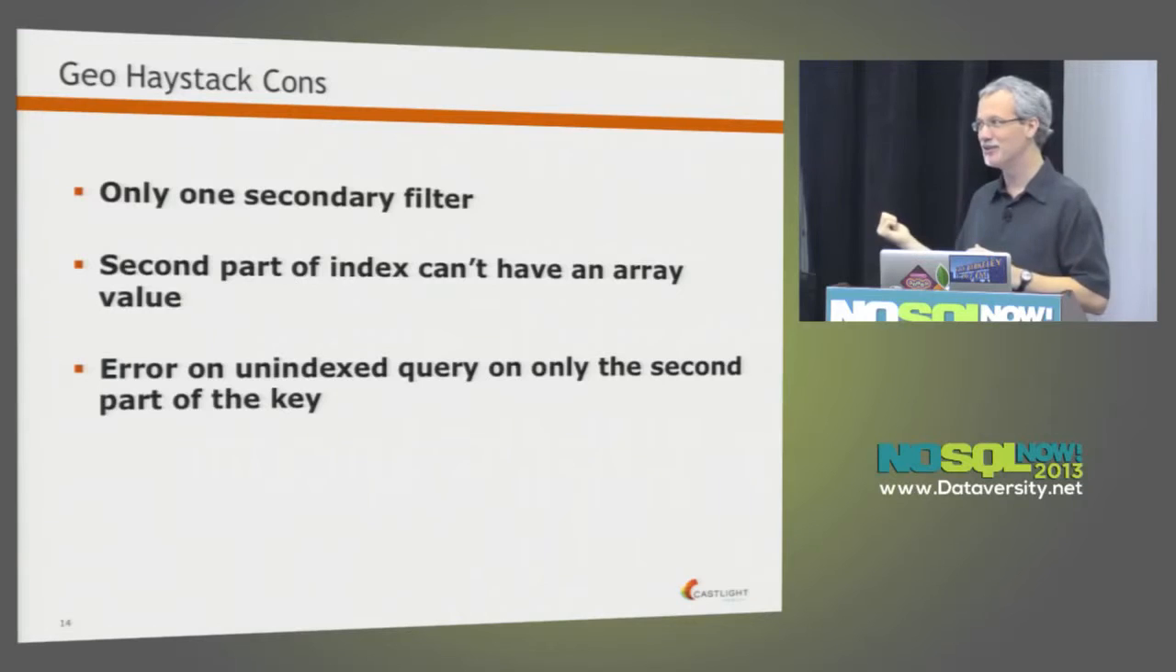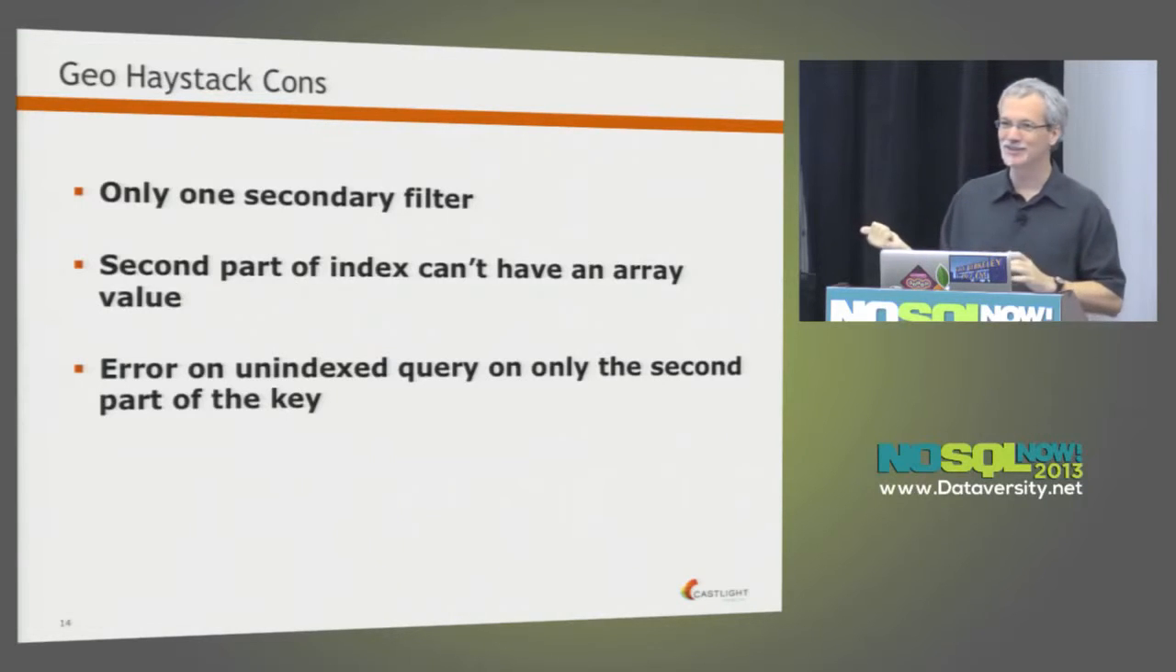And then the third thing, a little bit of a bummer, is there's a bug in the Haystack index. If you try and search on the second part of your composite index and you don't have a separate index on it, then you get an error. But if you're going to search on that, you probably want to have an index on that.